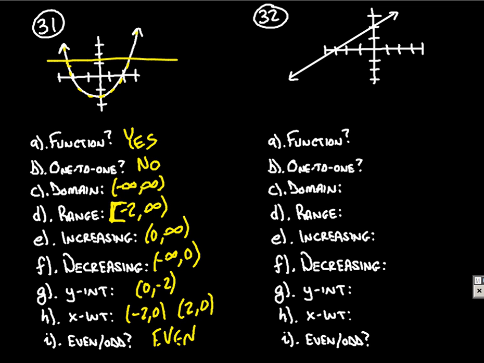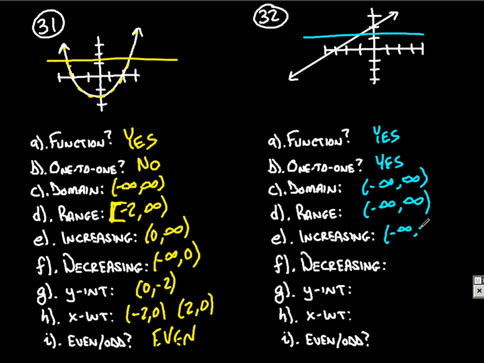Alright, now for number 32. Is it a function? Yes. There's no vertical line test issues. One-to-one, again, yes, because horizontal line test looks just fine. Domain, negative infinity to infinity. Range, is there anything that it doesn't touch? Not really. It keeps going forever. So range is good. Increasing, it's a line. We're going uphill the entire way. There's no dips and curves. So it is increasing everywhere as well.